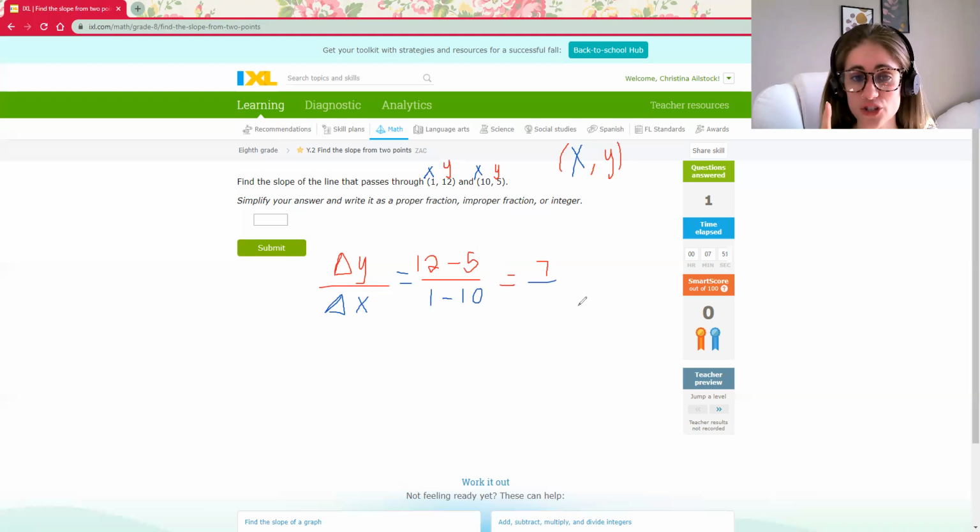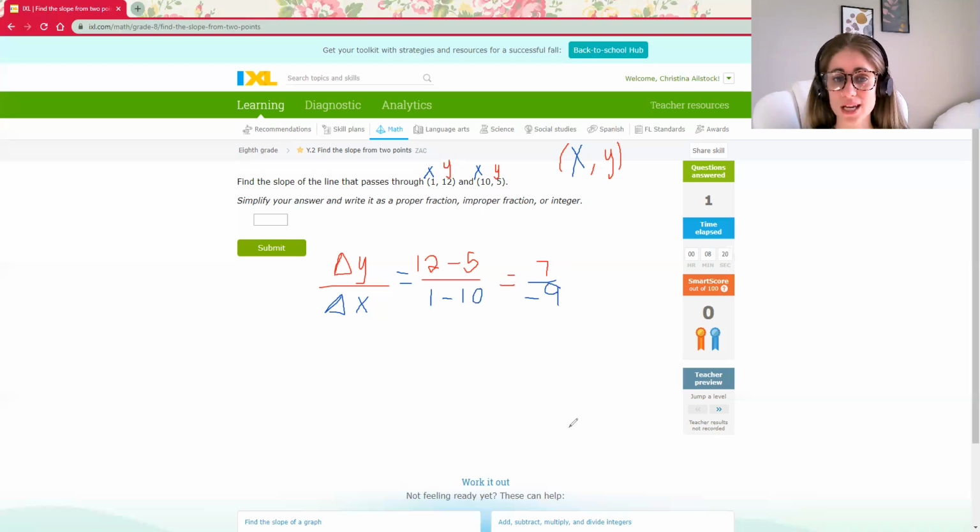All right, let's watch that negative, because remember, it's 1 minus 10. When your numbers have opposite signs, we have a positive 1 and a minus, so a negative 10, you subtract them and take the sign of the larger number. So 10 minus 1 is 9. 10 was larger, and 10 is negative, which means 1 minus 10 is negative 9.